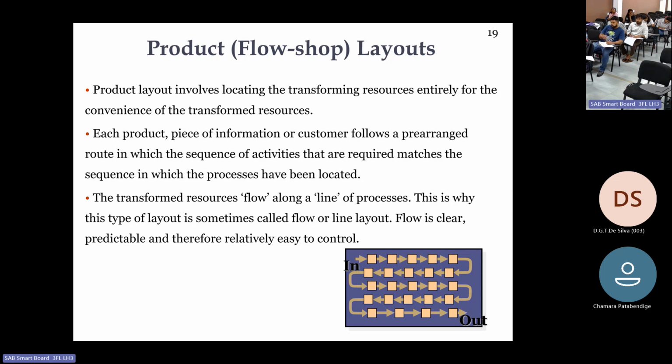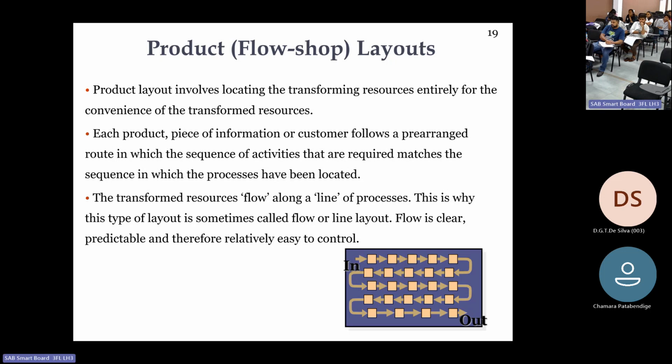Now this pre-arranged route in which the sequence of activities that are required matches the sequence in which the processes have been located. So there are production steps according to which the layout is arranged. So transforming resources, product or customer, flow along a line of processes. This is why this type of layout is sometimes called flow layout or line layout, commonly known as assembly line layout, where the flow is clear and predictable and relatively easy to control.